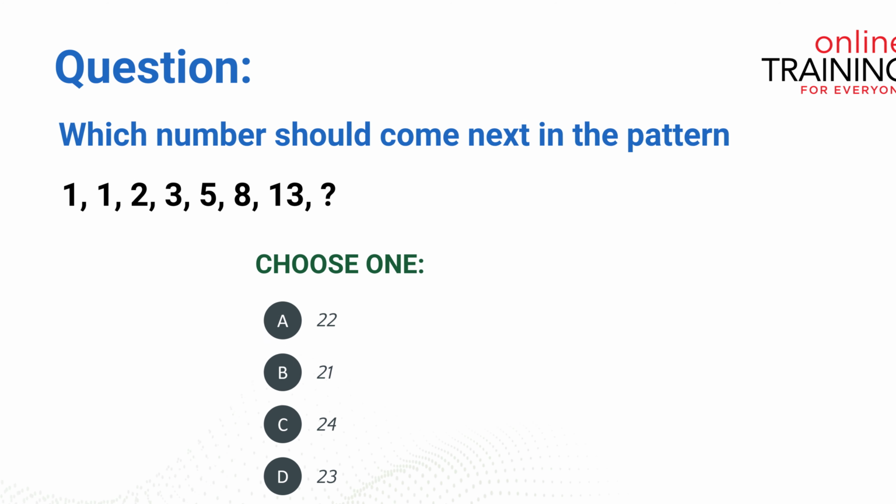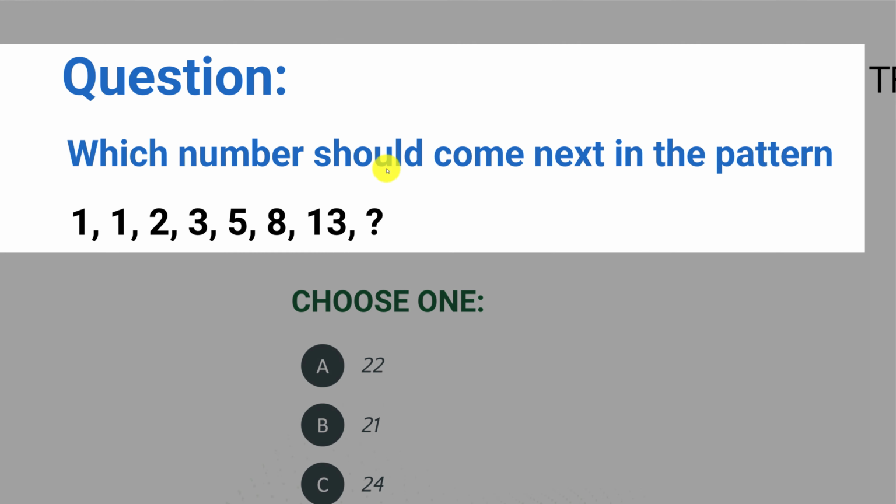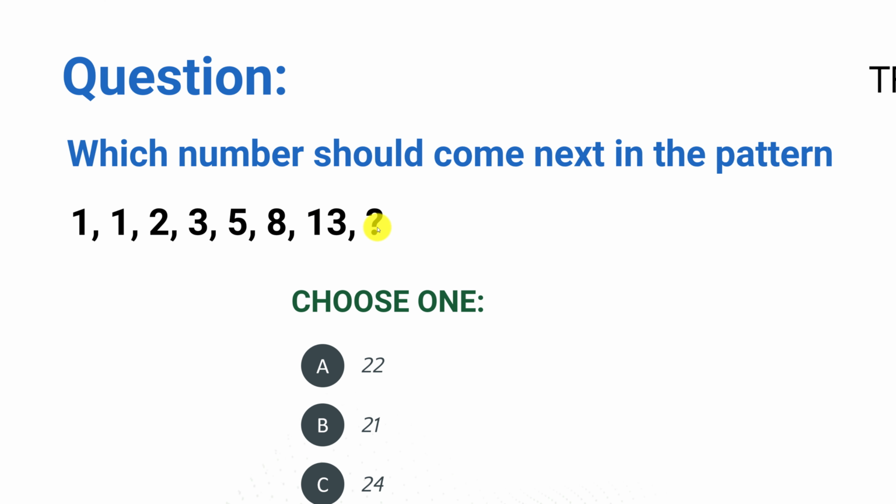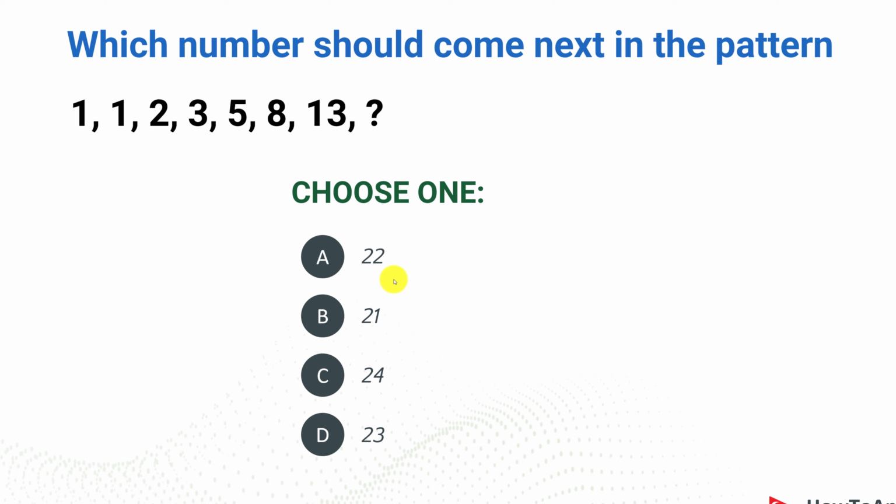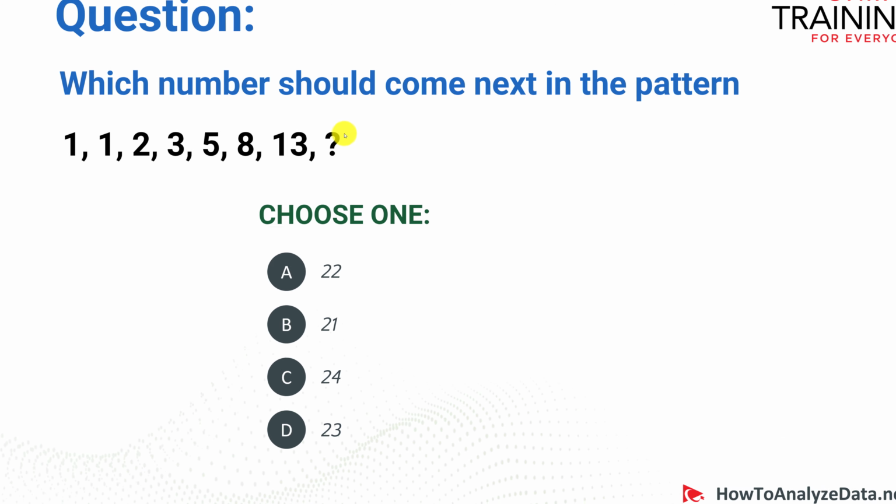Now let's look at another pattern type question. Which number should come next in the pattern? And then you have a pattern of numbers 1, 1, 2, 3, 5, 8, 13. So let's first determine what's the pattern here. Obviously there are 4 choices, but the result here is calculated based on the pattern that we would need to determine. Which one do you guys think is the right one here?